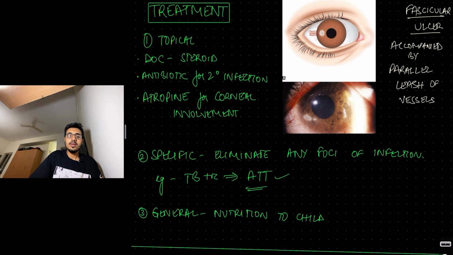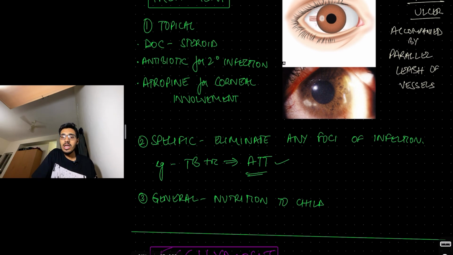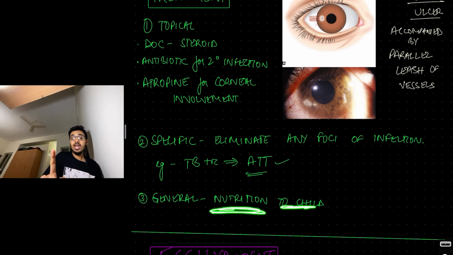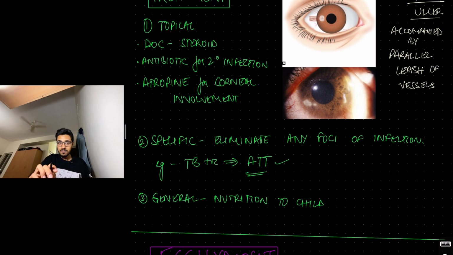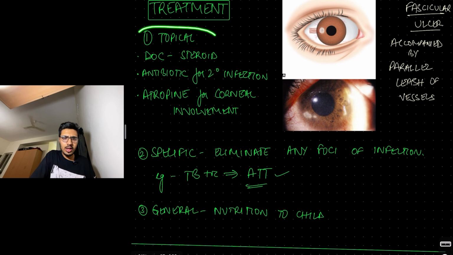Just remember that. Then specific treatment. You have to eliminate the foci of infection. Why? Because all these conditions, as I told, are microbial allergic conjunctivitis. It is a type 4 hypersensitivity reaction to endogenous microbial antigens. So you have to eliminate the infection. You have to give anti-tubercular treatment, and some general therapy like nutritional therapy to the child. Because, as I told, thin young Indian girls, under-nutrition is a very important risk factor. So that is the treatment. Just remember that the drug of choice is topical steroid.